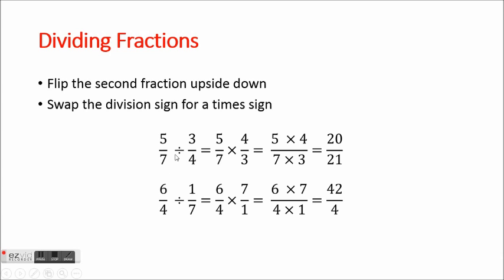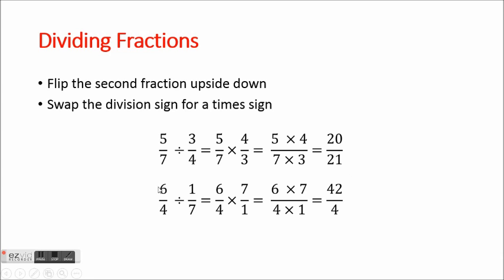So we have 5 over 7 divided by 3 over 4. So we keep the first fraction, 5 over 7, the same. We change it to a multiplication sign like this one, and then 3 over 4 we flip upside down so that we have 4 over 3. So now we have 5 over 7 times 4 over 3. So now we multiply them normally. So we have 5 times 4 over 7 times 3, which gives us 20 over 21.